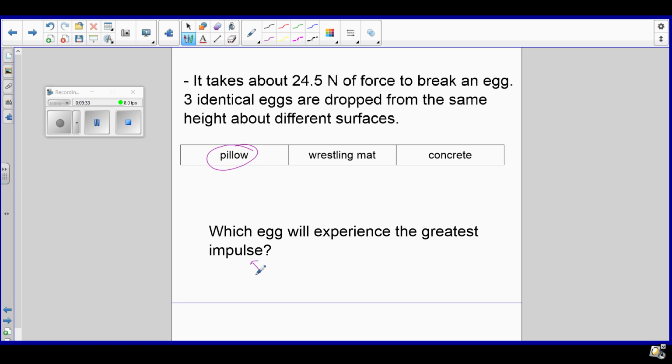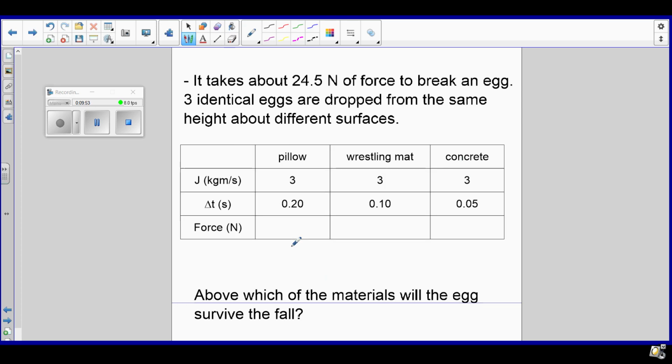Remember, impulse is change in momentum, so they are all the same. Why is it that we survive the pillow, but on the wrestling mat and the concrete, the egg breaks? If they're experiencing the exact same change in momentum, the exact same impulse, what is the difference? It comes down to the time of collision.